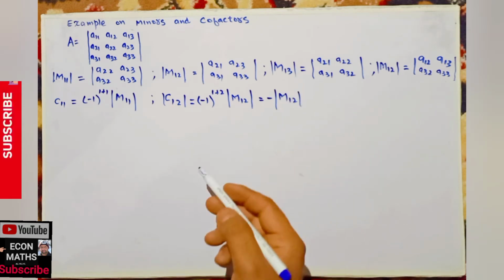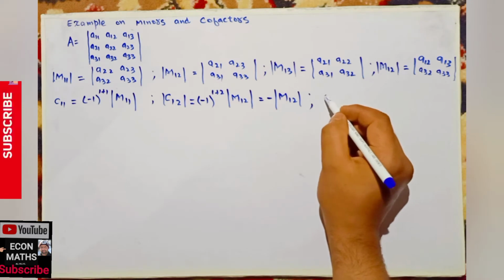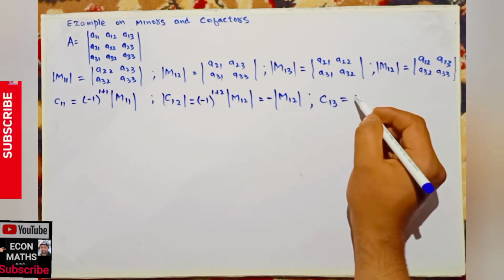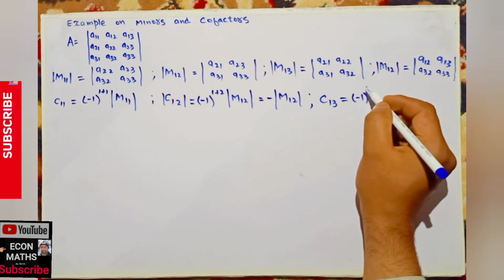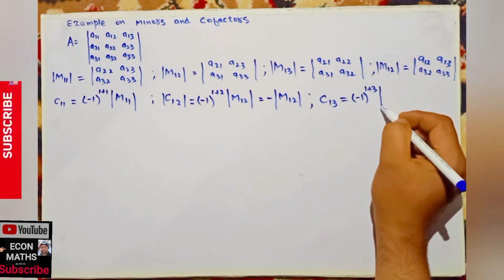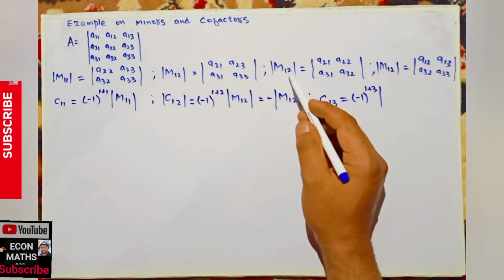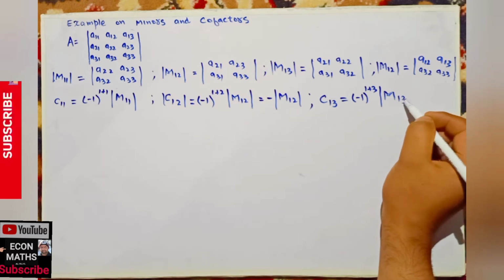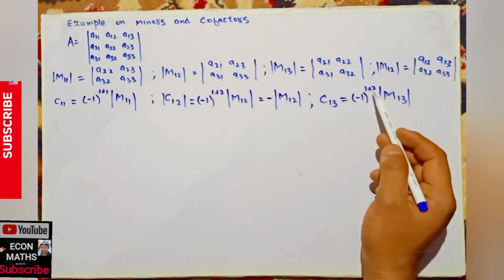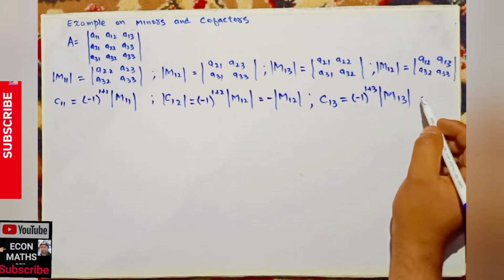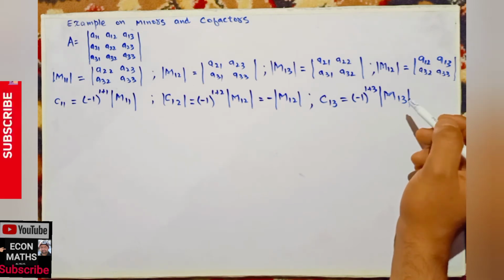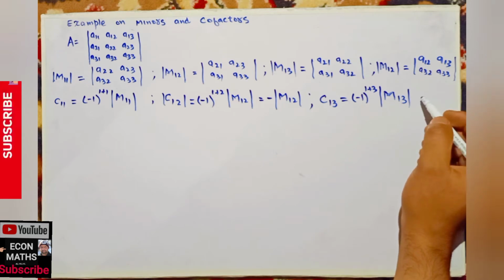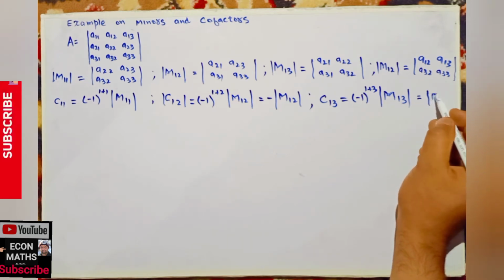Similarly, the third cofactor is given by C13, and the formula is we take minus 1 and raise it to the power of the addition of the subscripts, that is 1 plus 3, and multiply it with the given minor, here M13. So 1 plus 3 is 4, and minus 1 raised to the power 4 is plus 1, because minus 1 raised to the power of an even number is positive, and minus 1 raised to an odd power is minus 1. So here this is M13.